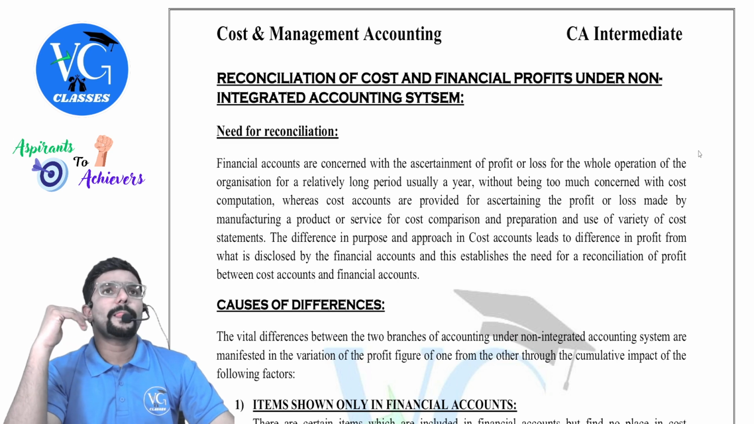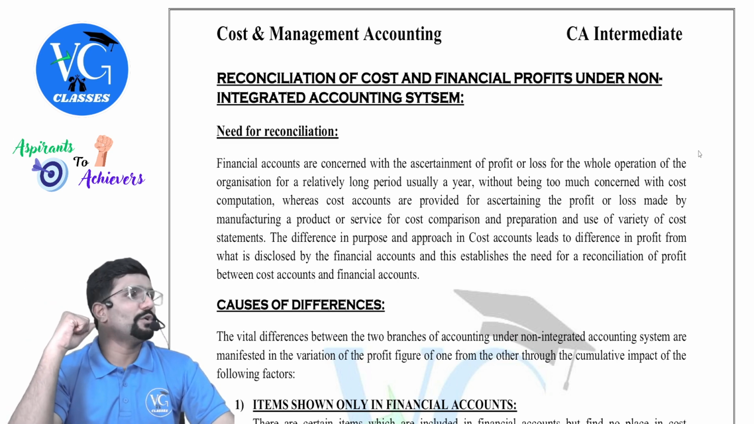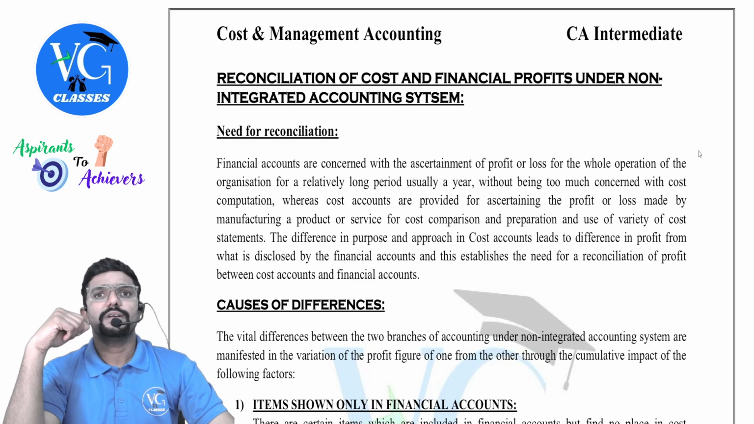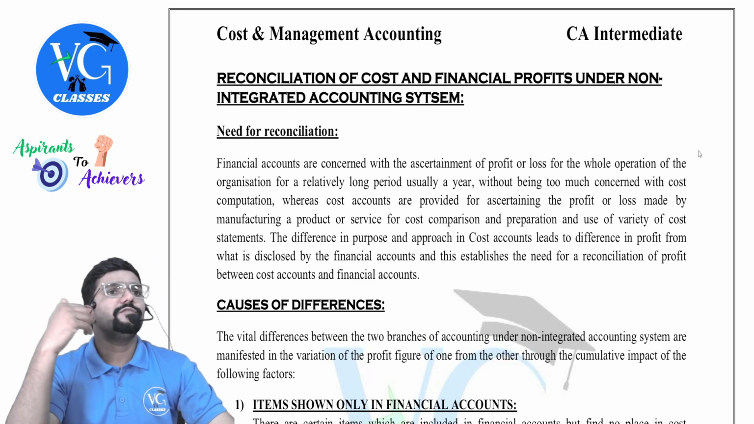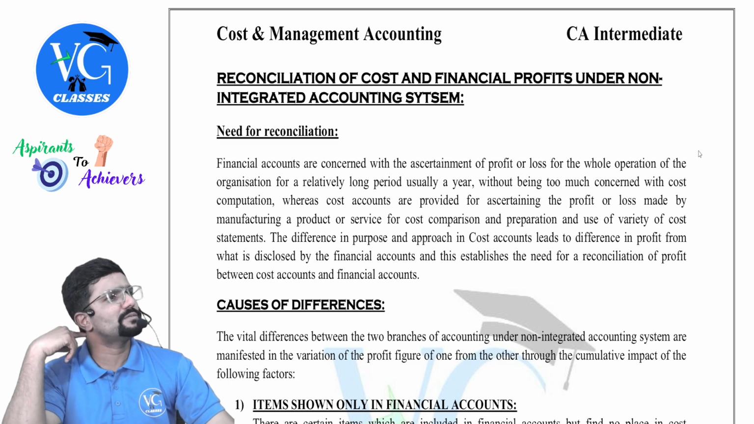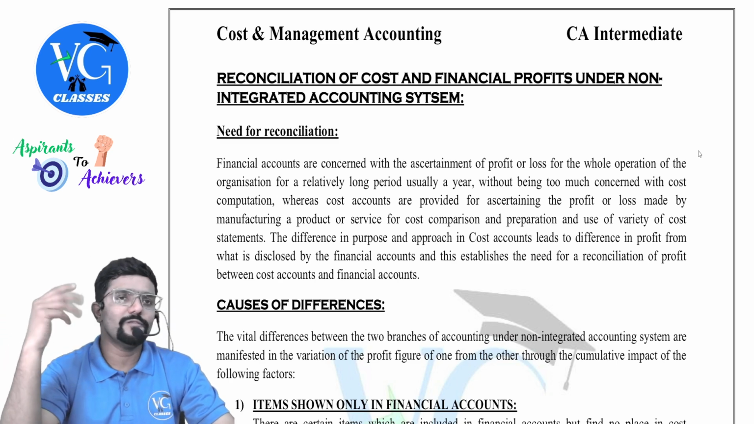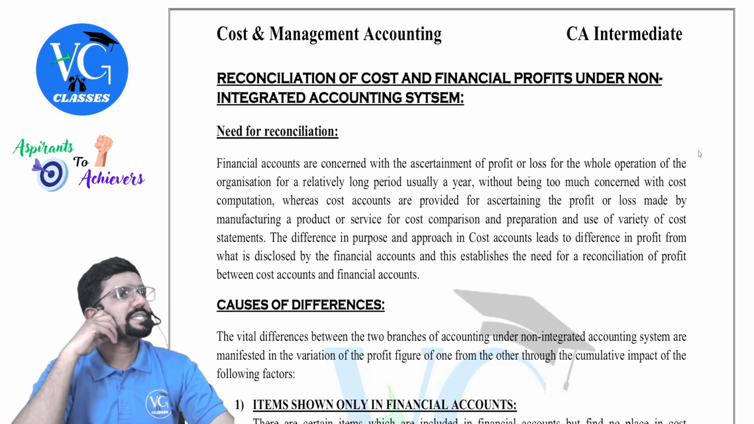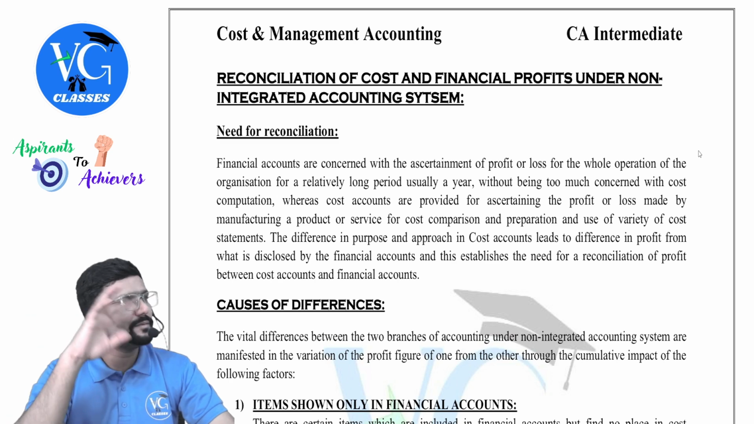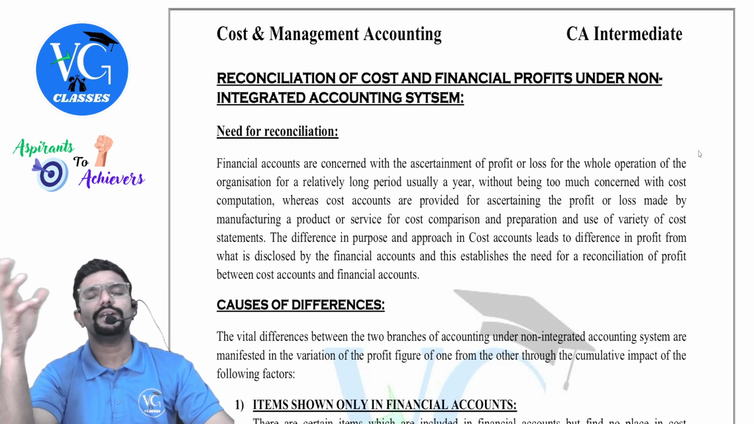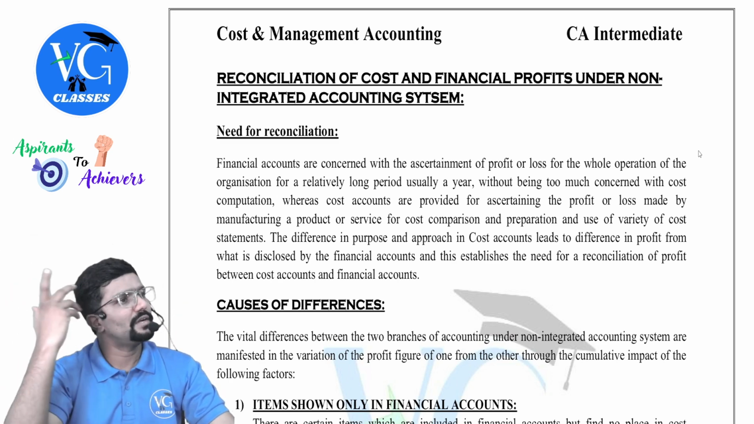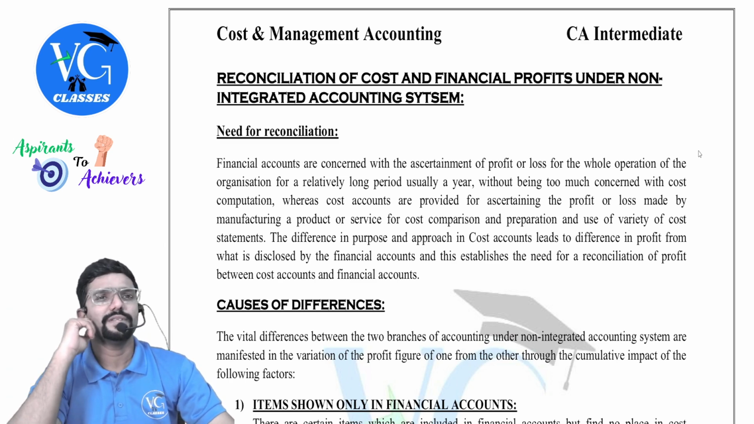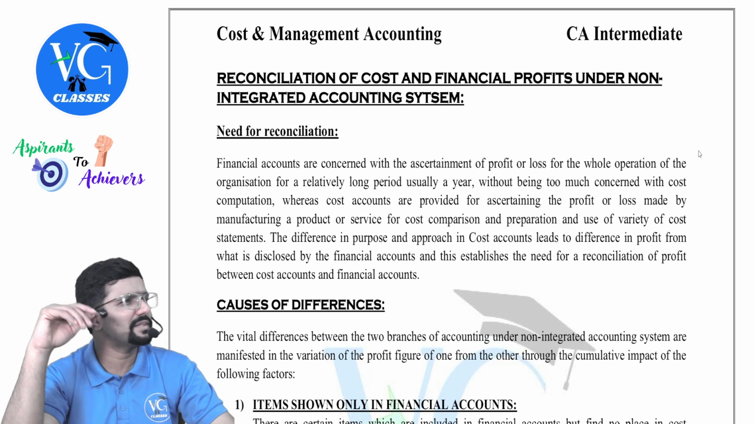Then valuation. I told you about valuation of inventory. In one method I am following in financial books, another method I am following in cost books. Can it happen? Yes. Obviously, different methods will lead to a difference in amounts. Then coming to depreciation amount also. Sir, I am following the SLM method in financial books and the WDV method in costing. It will lead to a difference. These are the two common methods. There are many other methods also.